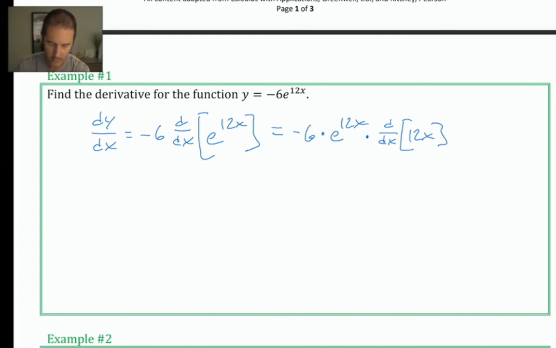So I'm really doing this step by step. I'll come down to the next line. Here's my multiple of -6. Here is my multiple of e to the 12x, and then the derivative of 12x is positive 12. Multiplying the exponent of 1 times the 12, decreasing the exponent by 1 gives us x to the 0. That's why the x disappears. And so now we have -6 e to the 12x times 12, and then multiplication from there results in -72 e to the 12x.